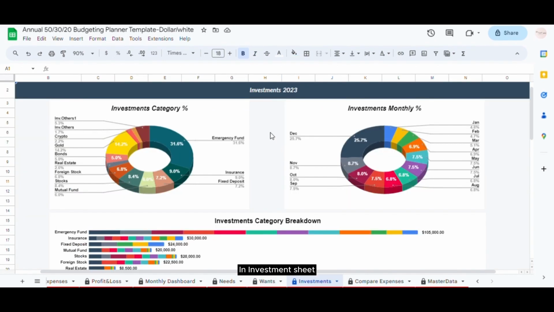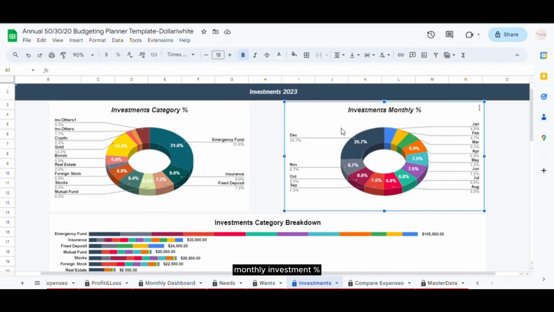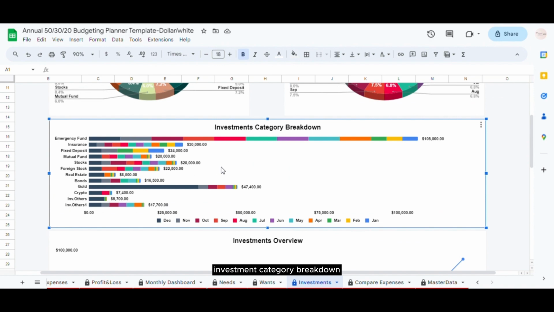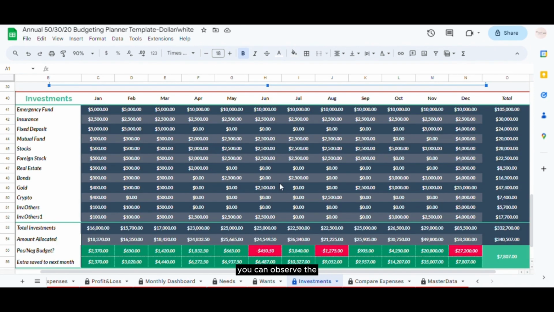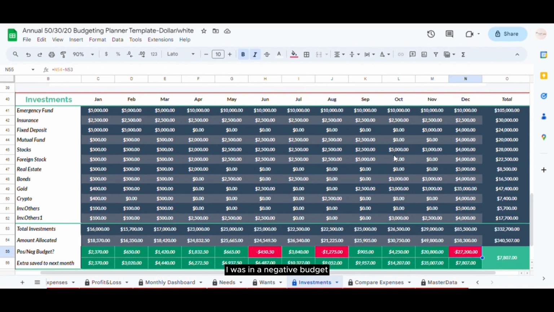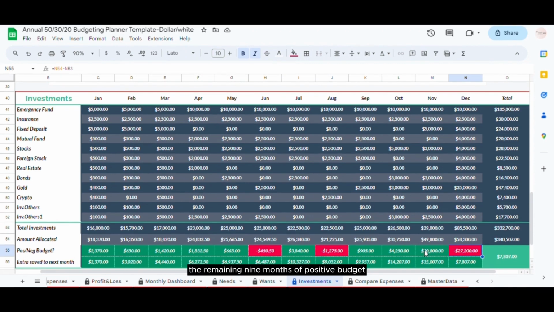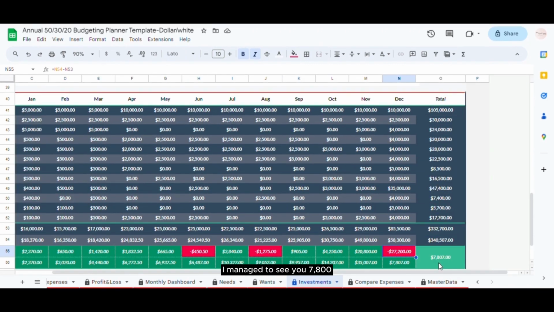In investment sheet, you can observe the yearly investment percentage category wise, monthly investment percentage, investment category breakdown, and investment overview. You can observe the investment expenses category wise. Here you can see that for the June, August, and December, I was in a negative budget, which got offsetted by the remaining 9 months of positive budget. For the entire year, I have managed to save 7,800.